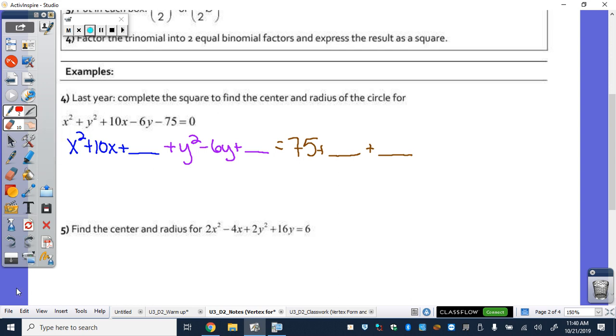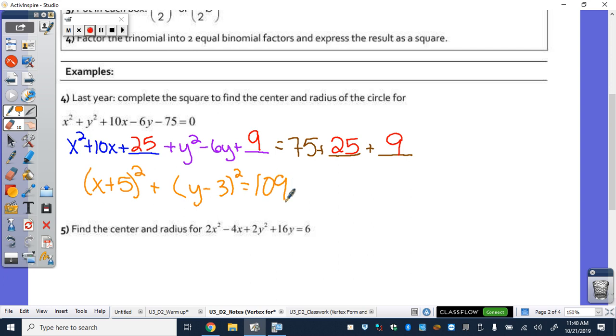So do completing the square for the x, and what goes in that space? 25. And then how about for the y's? 9. So the x's, when factored, would end up being x plus 5 squared. What would our y's be when factored? There you go. y minus 3 squared. And that equals 109. Yep.